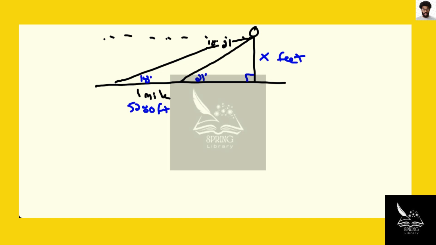All right, I am going to apologize if I'm misunderstanding this question, but here's how I see it. Here's the hot air balloon. We want to know how high off the ground it is in feet. So you want your 1 mile.